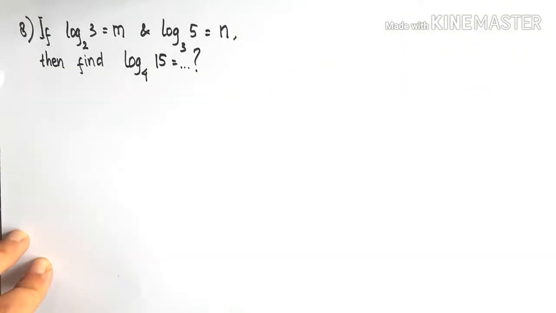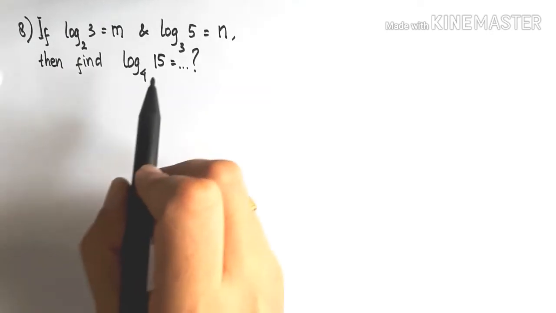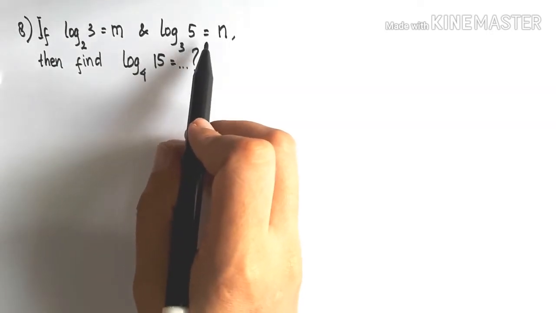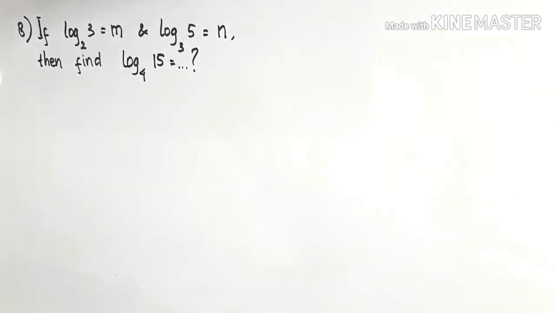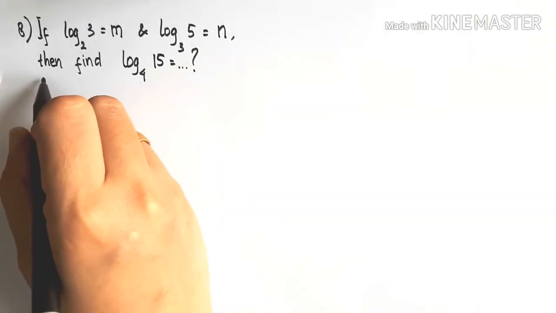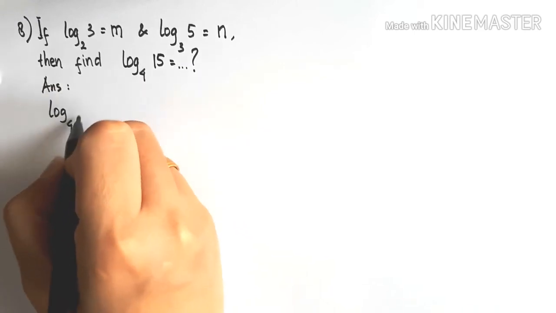Okay, it is maybe the last question. Number 18. If log base 2 of 3 equals m and log base 3 of 5 equals n, then find log base 4 of 15. Okay, we can answer here. Log base 4 of 15.